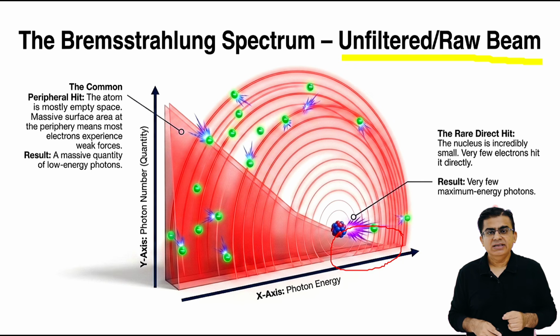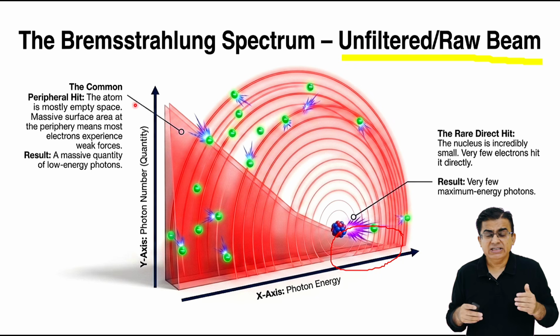Now, look at the massive red peak on the left side of your graph. Here, the vast majority of target atoms consist of completely empty space. Because of this vast empty space, peripheral passes that occur far away from the nucleus are extremely common. See these so many incoming electrons away from the nucleus. Look at this incoming electron very far away at the periphery of the atom.